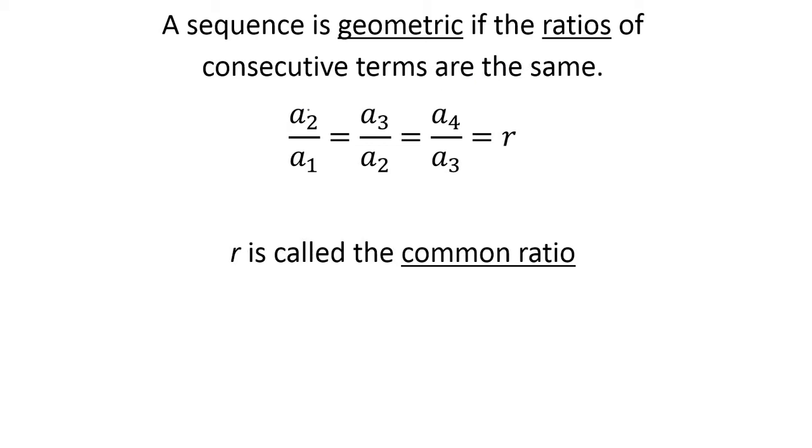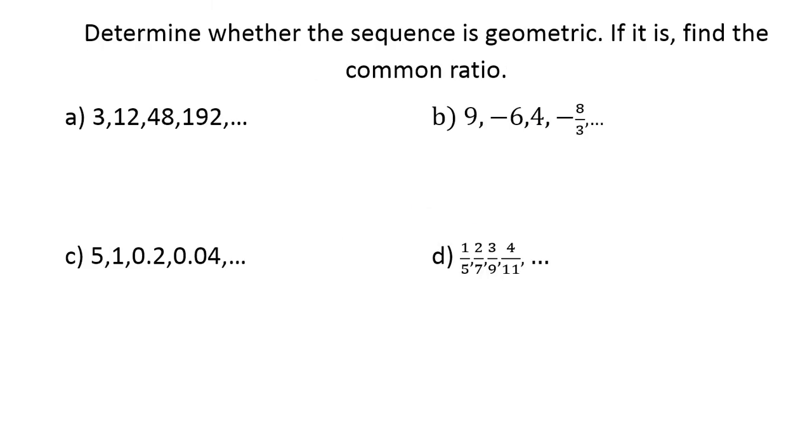The way you could find that is take the second term, divide it by the first term. The third divided by the second, the fourth divided by the third, and so on, would all equal the exact same number. Again, we call that the common ratio. Okay, so arithmetic, we had common difference. Geometric, we have a common ratio. Let's go try a couple.